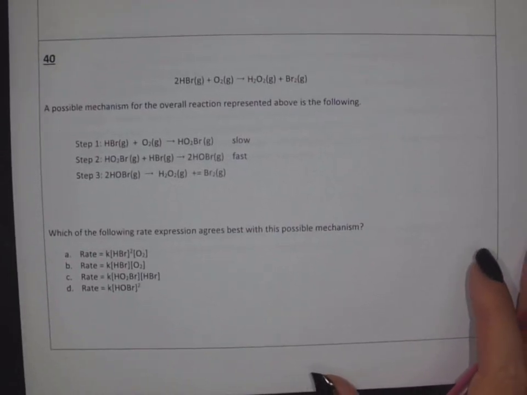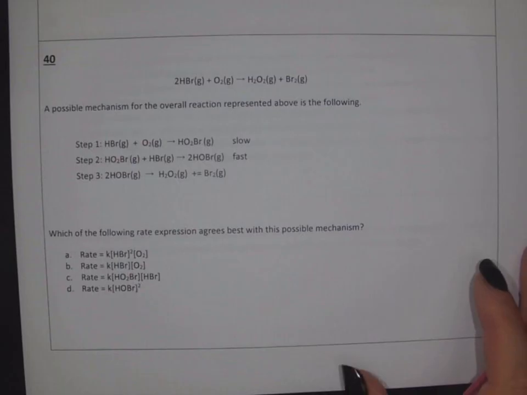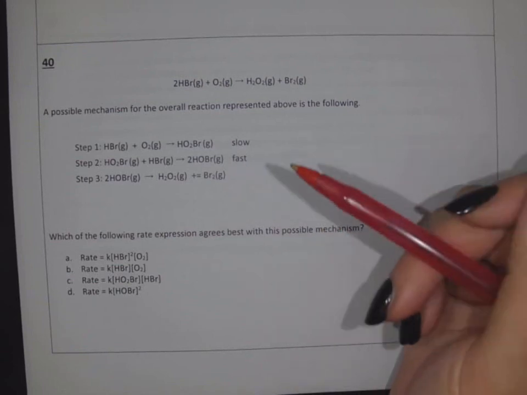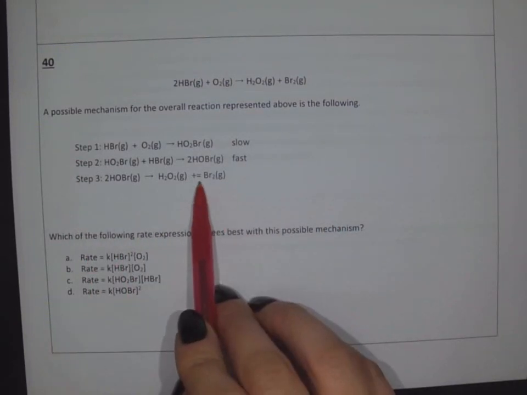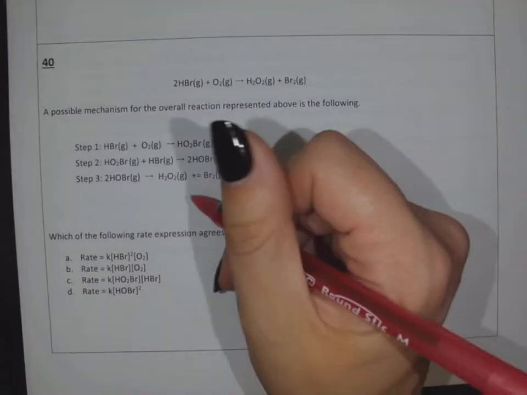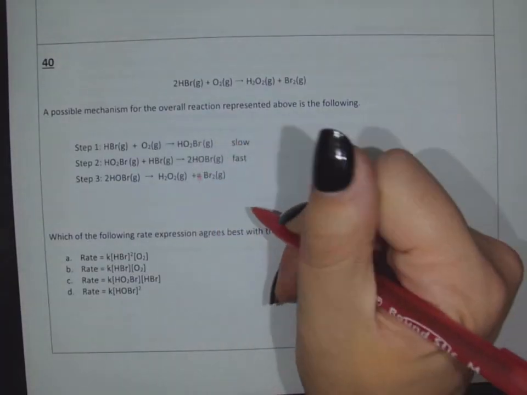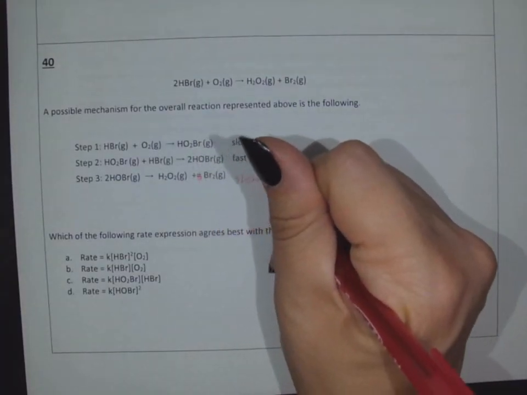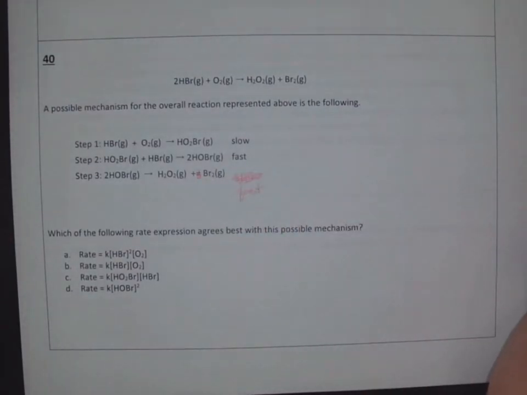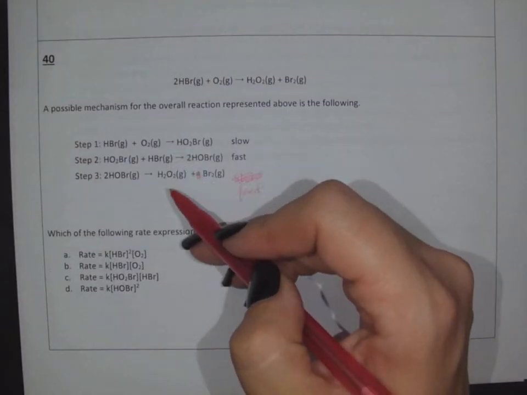Same thing here, so number 40. We have our different steps here. Sorry, I just noticed, I don't think there's supposed to be an equal sign here. I'll try to fix that on yours before I print it. And then I'm guessing this is a fast step. We only have one slow step, so that must be a fast step. Okay, I'll fix that.